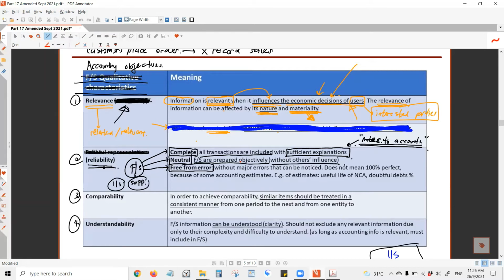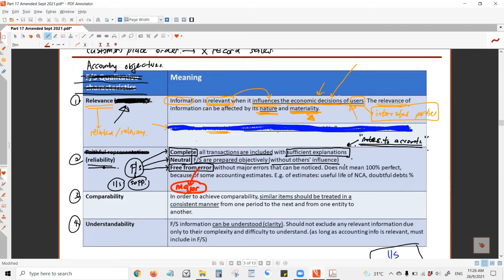Neutral. Free from error. This one is important. Free from error, you write down one more term here: major. In between "from" and "error", you write "major". It must be free from major errors. It means that certain minor errors are allowable, certain minor errors that you have overlooked. But you must ensure that major errors are avoided. So if a question asks you, does free from error mean it must be 100% accurate? The answer is no, not 100% accuracy. It is only free from major errors, which means small errors can still be allowed.